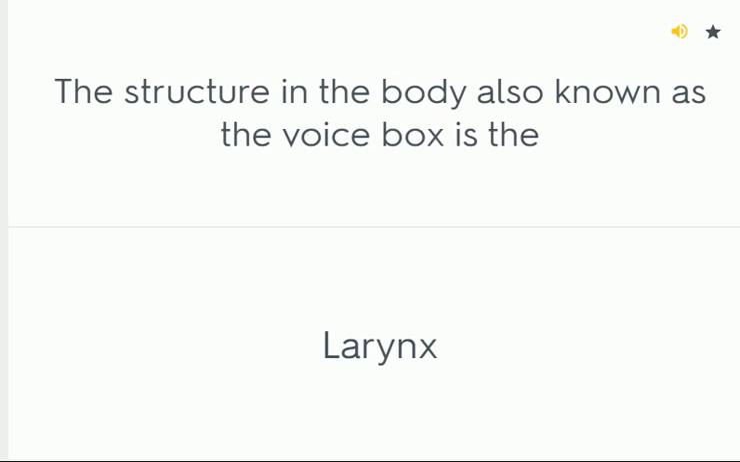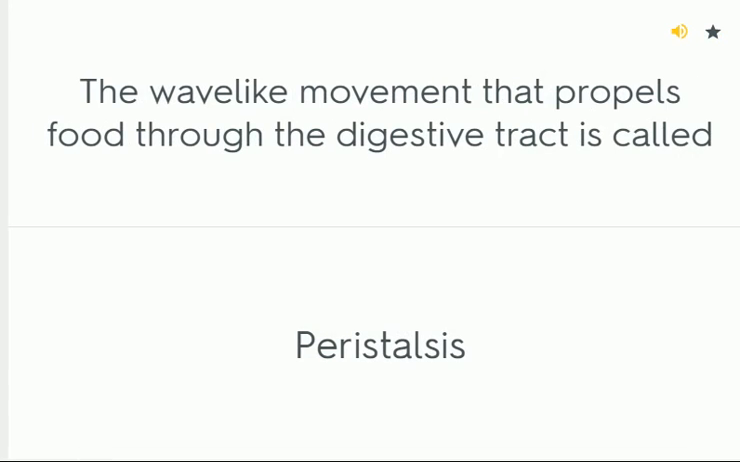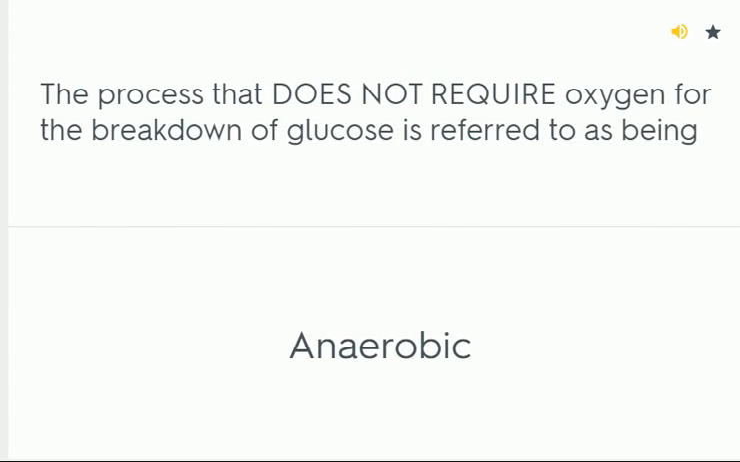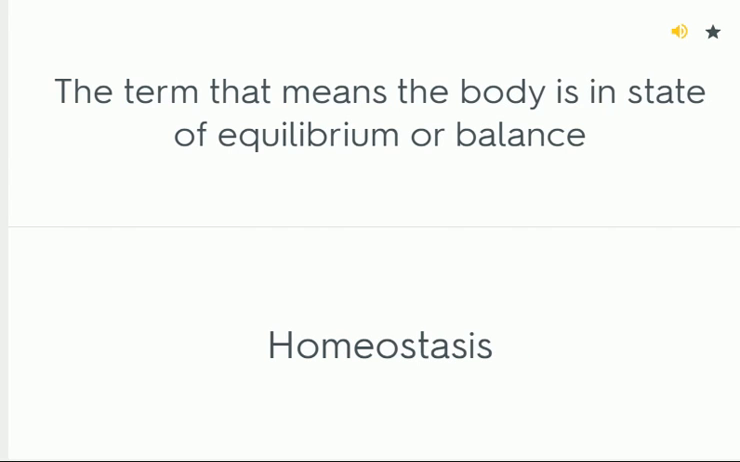The structure in the body, also known as the voice box, is the larynx. The wave-like movement that propels food through the digestive tract is called peristalsis. The process that does not require oxygen for the breakdown of glucose is referred to as being anaerobic. The term that means the body is in a state of equilibrium or balance is homeostasis.